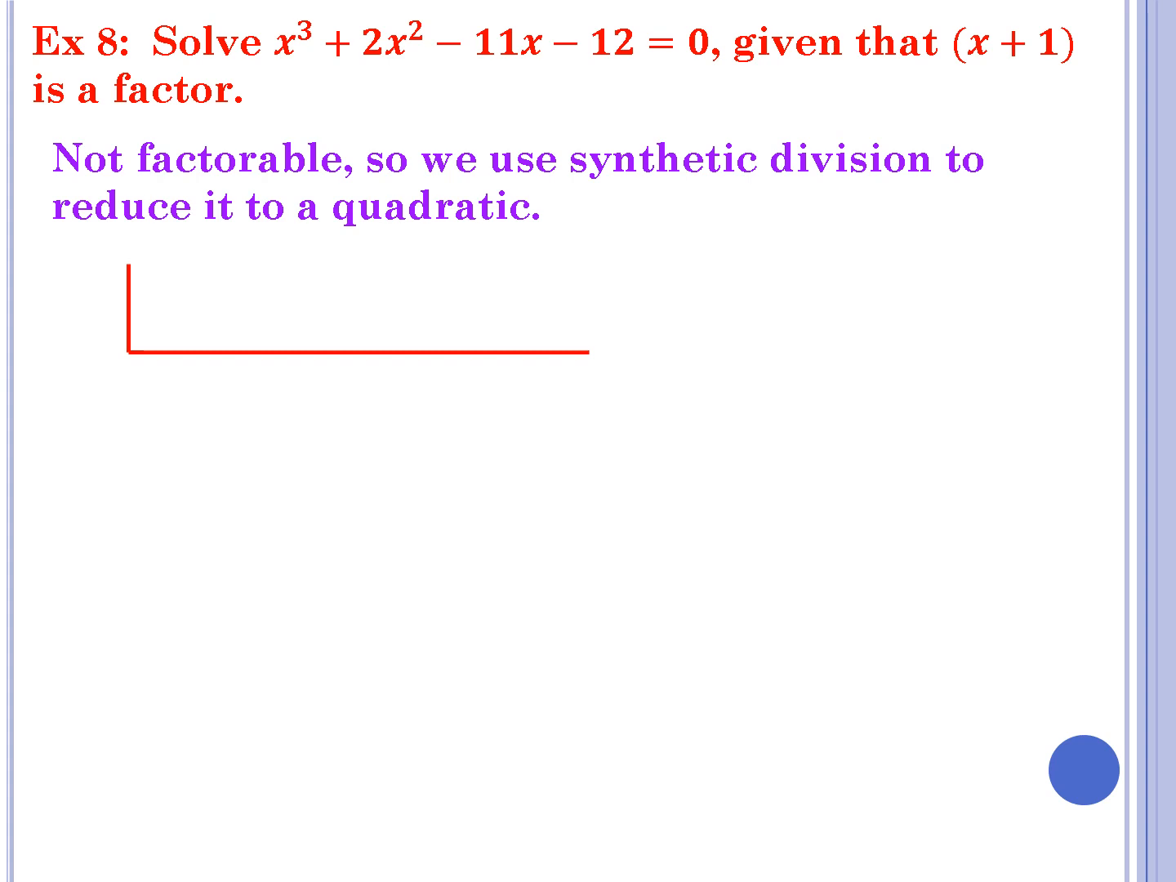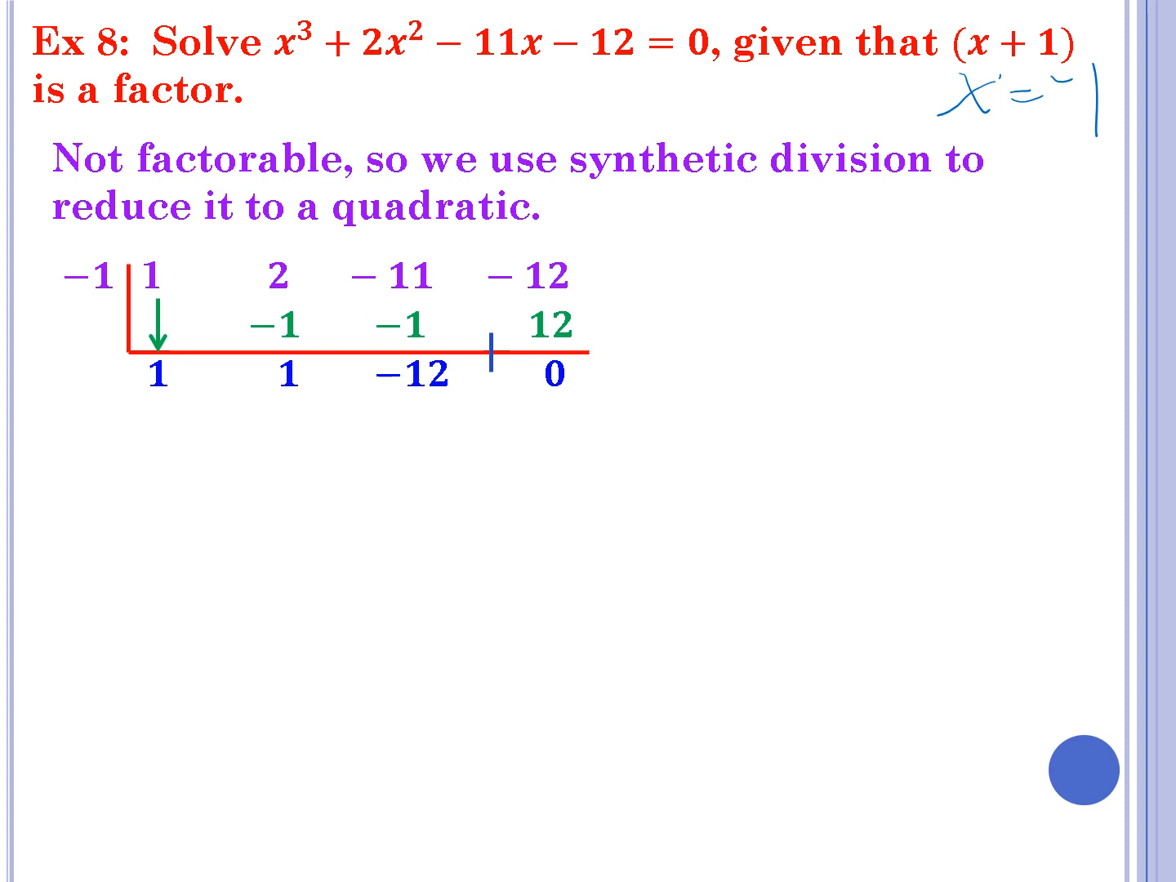So I do 1, 2, negative 11, and 12. And then remember, we set the divisor equal to 0, and I get x as negative 1. So we're going to do synthetic division with negative 1. You pull down the 1. Negative 1 times 1 is negative 1. 2 minus 1 is 1. Negative 1 times 1 is negative 1. Add down the column, and I get negative 12. Put your remainder bar. Negative 1 times negative 12 is 12.